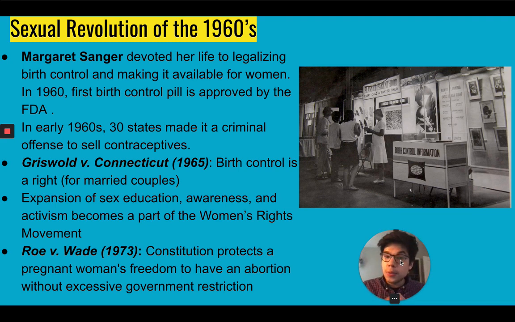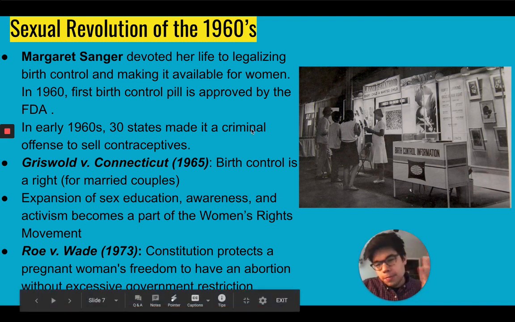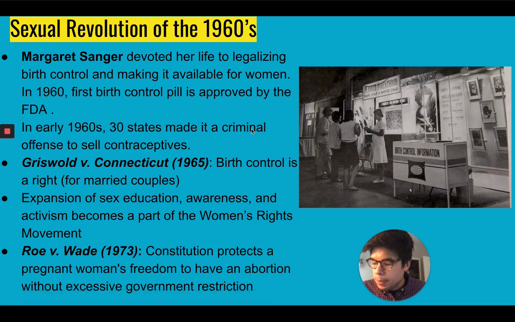And so that goes all the way to the Supreme Court, where it's declared in 1965, birth control is a right for married couples, right? That's going to get expanded later on in the courts. But birth control kind of is a bigger issue for the women's rights movement. It becomes a matter of education, of awareness, of activism, of a woman's right to control her future, to control her family, to control herself, right?